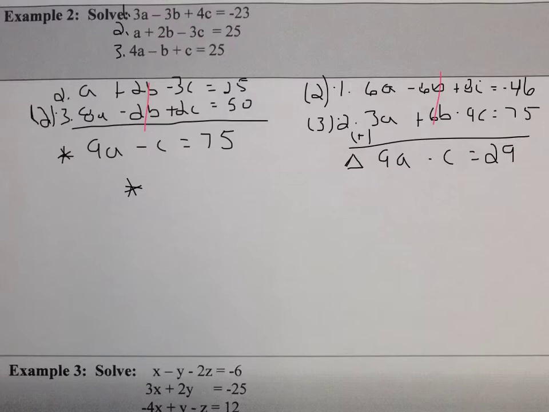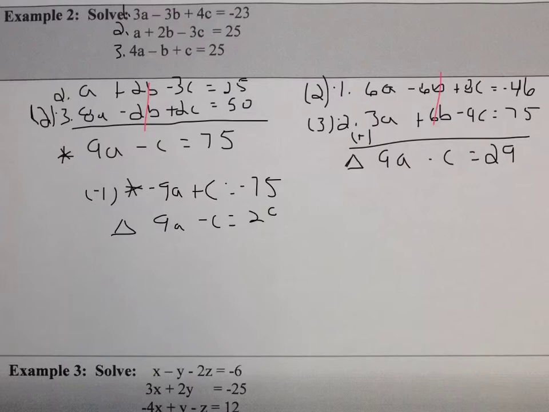Let me look at these before I start writing things down. I got a 9a minus c and a 9a minus c. I can either eliminate the a's or the c, but I'm going to have to do it by multiplying one by negative 1. So let's say we're going to take the star one and multiply it by negative 1. So that would make negative 9a plus c equals negative 75. And then I'll take the equation triangle, and it'll be 9a minus c equals 29.